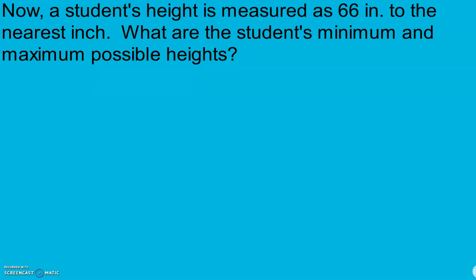Now, a student's height is measured as 66 inches to the nearest inch. What are the student's minimum and maximum possible heights? Go ahead and pause here and give this a try. So we start off with 66 inches, and we're measuring to the nearest inch. So I take that 1 inch and I half it. So we could have actually had half an inch smaller or half an inch bigger. Those are our cutoffs. Anything more than that, and we round it somewhere else.